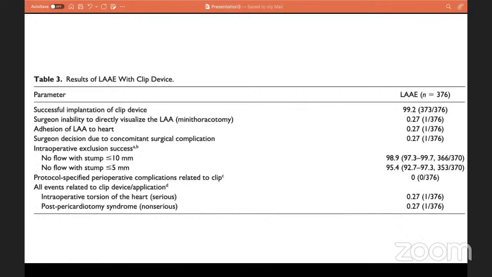But they claim in their article that the success rate for the atrial appendage clip implantation is up to 99, as we can see here, which is not correct. If we go back to the successful implantation criteria, it should be no flow, less than 5 millimeter. So this one should not be considered as a successful rate. It's not up to 99, it's up to 95.4.